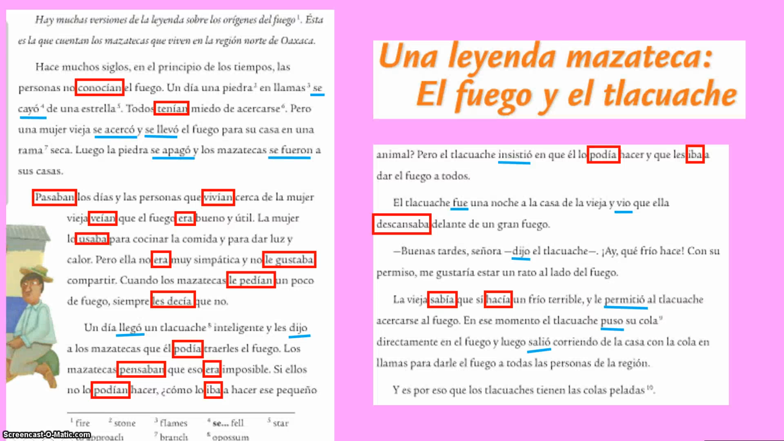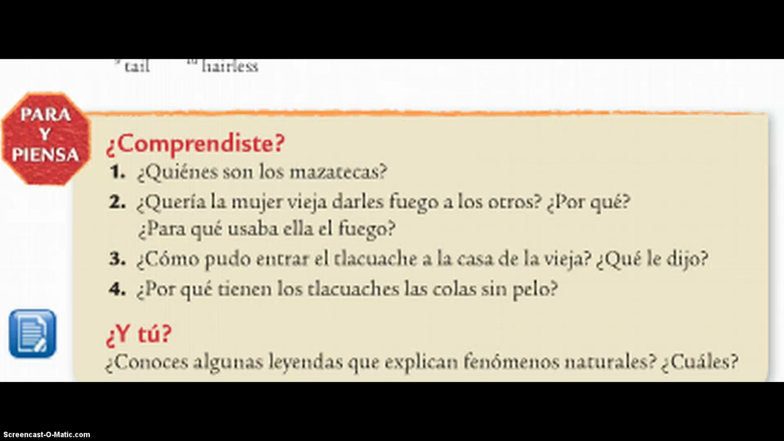So, again, the imperfect verbs are in red squares and the preterite verbs are underlined in blue. Okay, so you're going to go ahead and answer these comprendiste questions about the leyenda that we just went over together.